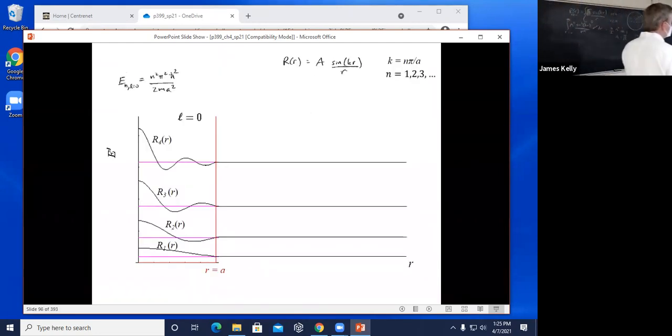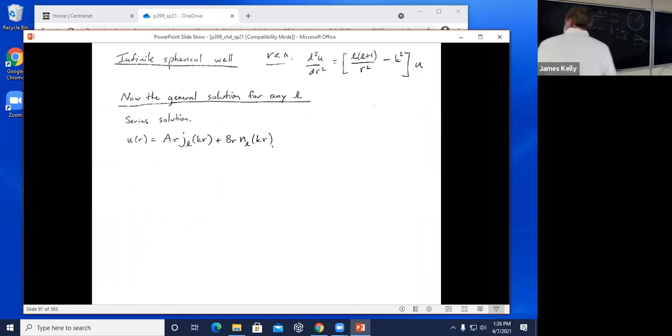Okay, so that's just the L equals 0 cases. This is what it looks like as a function of r, and it's constant as a function of theta and phi. So at any r, it's the same over that whole spherical shell at that r.